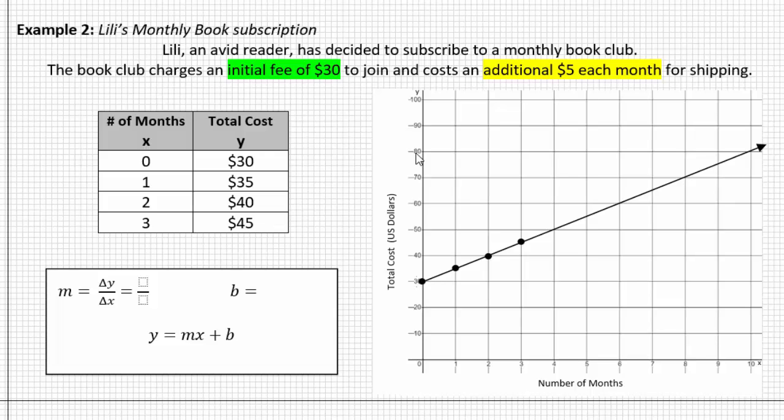subscription going. So how do you find the slope, change in y, and change in x in the table? How do you find it in the graph? How do you find the b value and see that connection to the table and the graph, so we can put it all together into our equation?